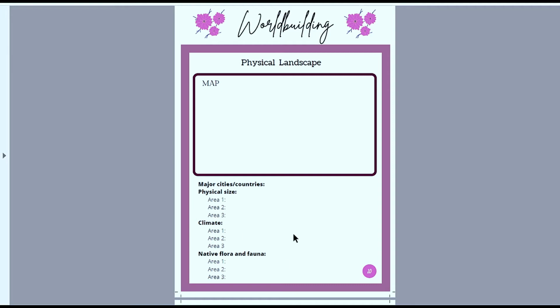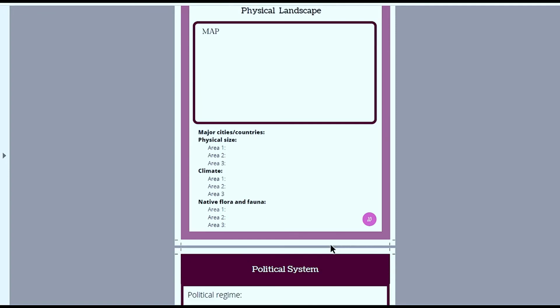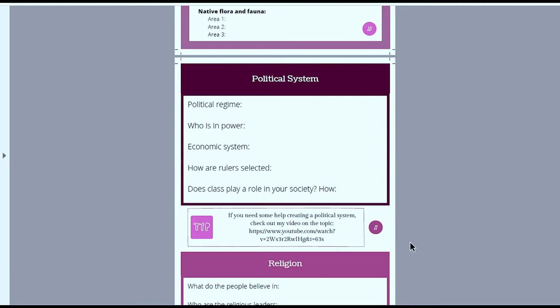And then the climate: is it a dry climate, wet climate? Is it cold? Is it generally hot? Is it tropical, subtropical? However much detail you want to go into. The native flora and fauna: is it kind of Arctic animals? Is it a very lush jungle area? Things like that. Then we're going to look at political system.